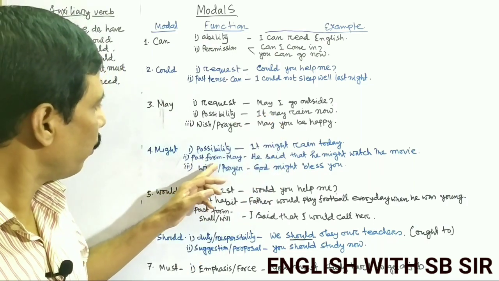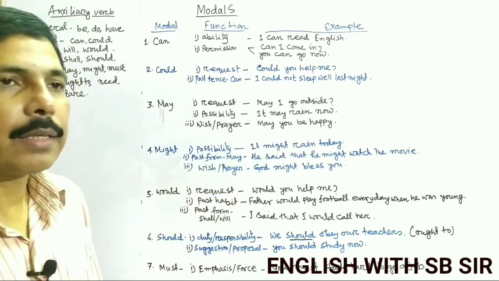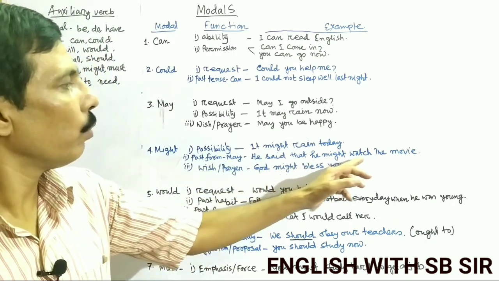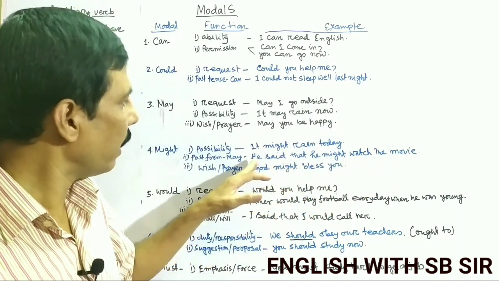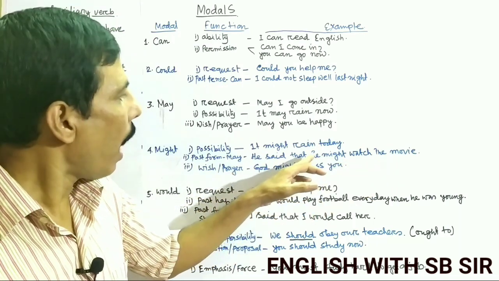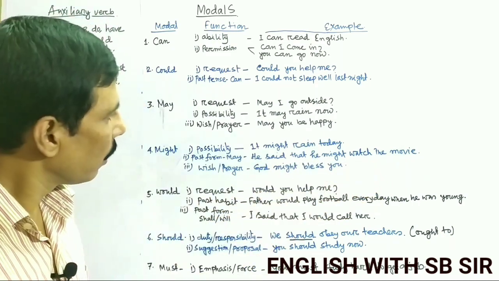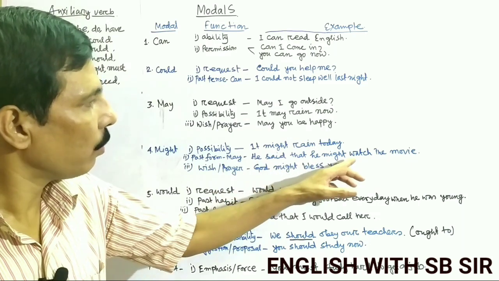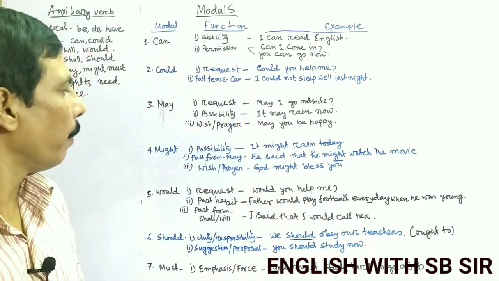Number 2, past form of may. Past form of the modal verb may. He said that he might watch the movie. If I say, he said, 'I may watch the movie,' and we turn it into indirect speech, then he might watch the movie. Might is used here as a past form of may.